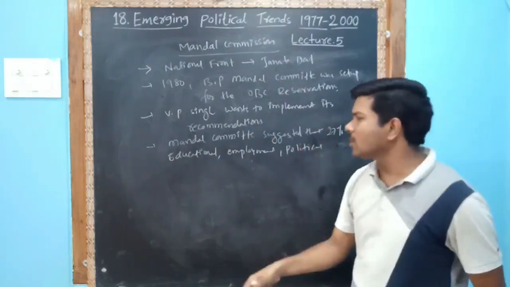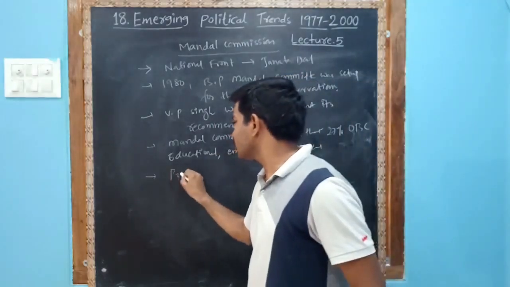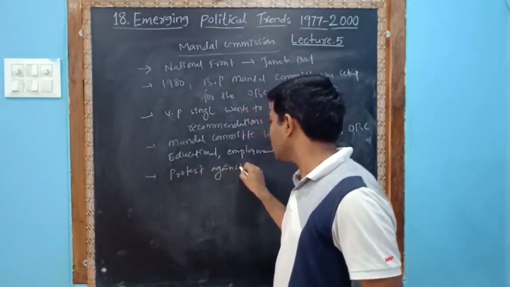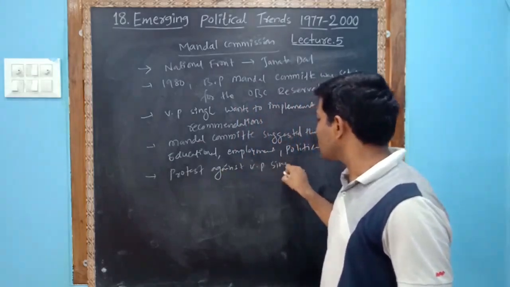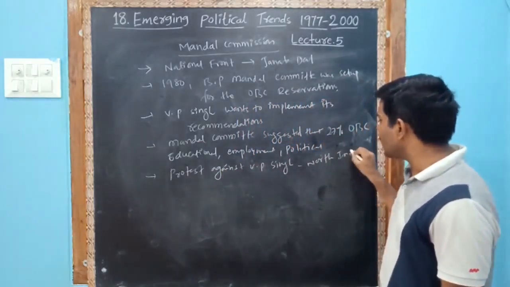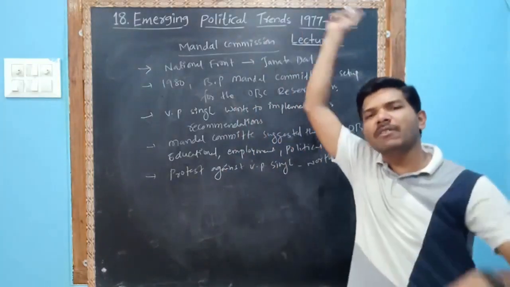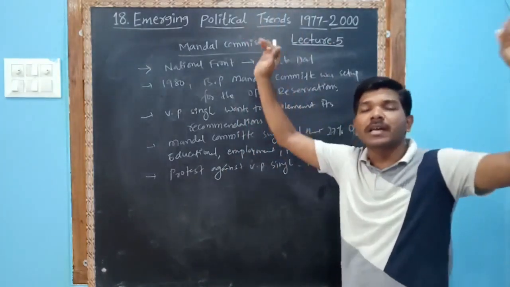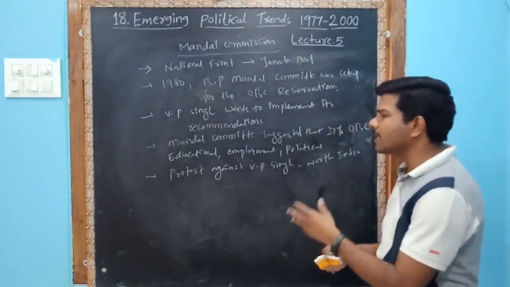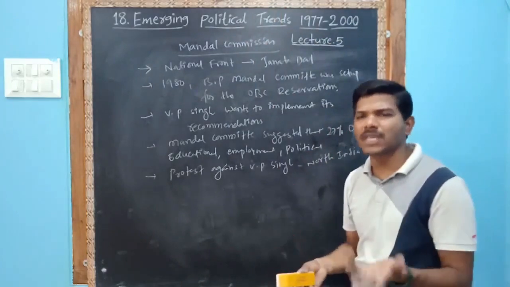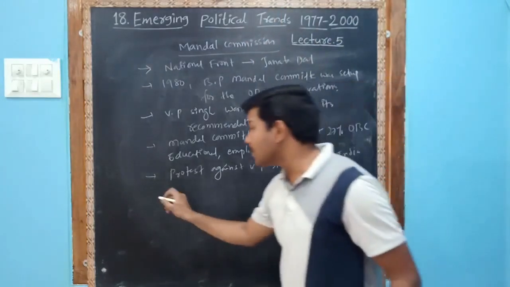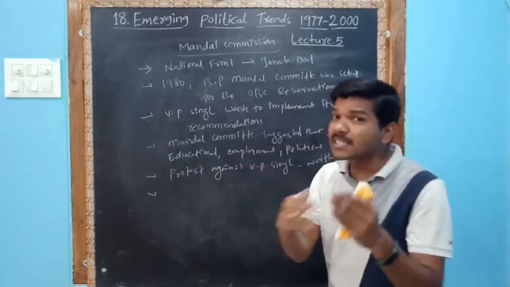Whenever this decision was taken, there was a protest against it. Protest against VP Singh started, especially in North India. Especially in North India, so many people did not like VP Singh. Especially the OC castes did most of the protests, they did a lot of things and they opposed VP Singh.